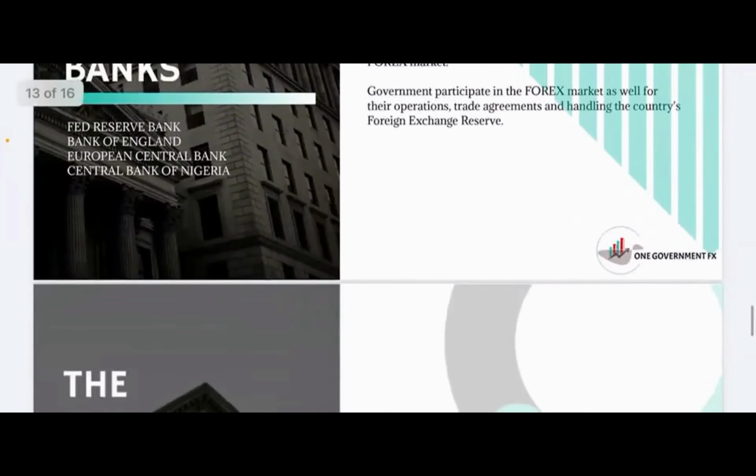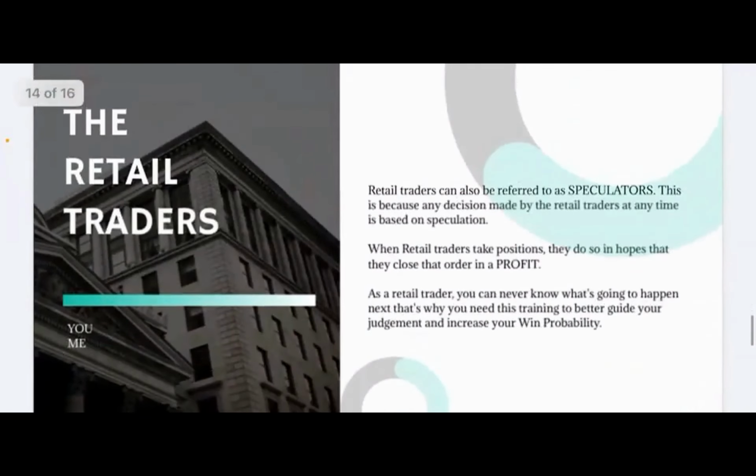So we have retail traders, just like us. Most traders are retail traders. Retail traders can also be referred to as speculators. This is because any decision made by retail traders at any time is based on speculation. What this means is, as a trader, you can never know what's going to happen in the next hour, in the next 30 minutes, or in the next second.